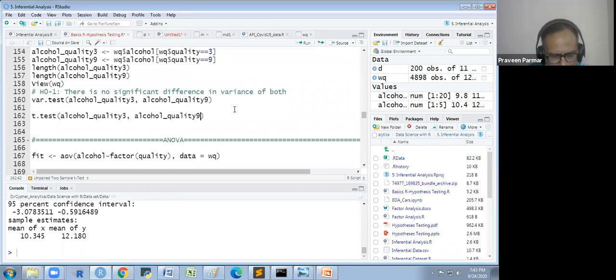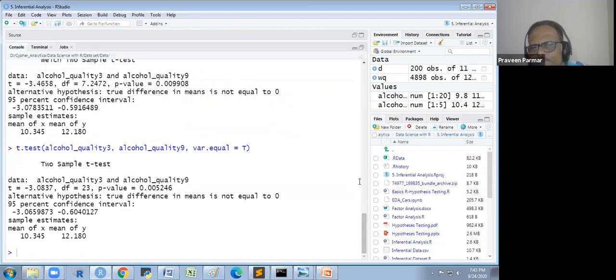So now I do one thing. I write var.equal equal to TRUE, and I run this again. Look at it. The degree of freedom, you see what the degree of freedom is now? That is 23, correct?